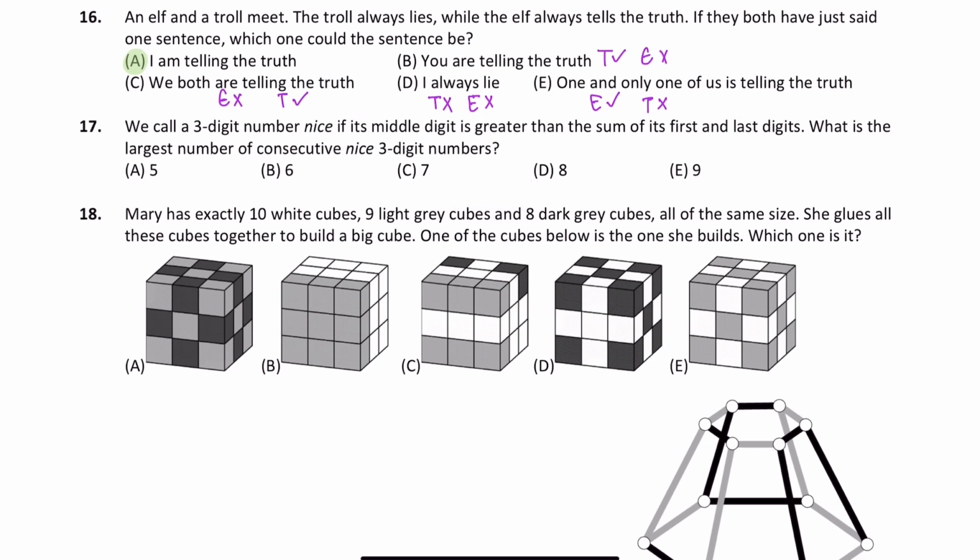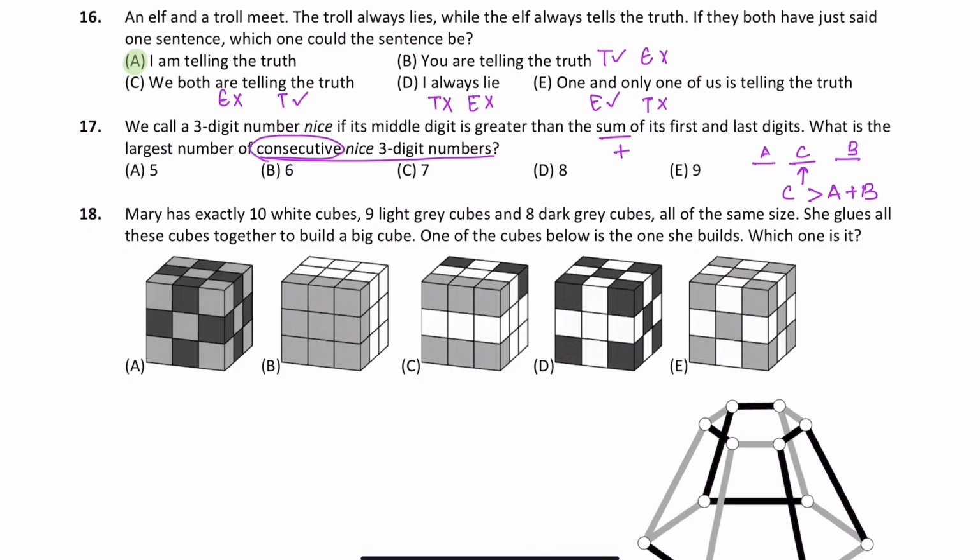Okay, next question. We call a 3-digit number nice if its middle digit is greater than the sum of the first and last digit. Now, if you remember, sum is addition, right? So first we have 3-digit numbers, and they're saying you always need the middle number to be greater than the sum of the first and the last number. Okay, so figure out what is the largest number of consecutive nice numbers.